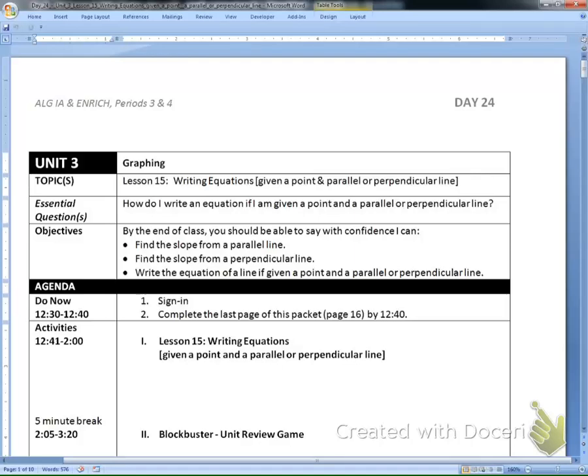This is Algebra 1A, Day 24, Lesson 15 in Unit 3, writing equations, this time given a point and a parallel or a perpendicular line. So by the end of this lesson, you should be able to say with confidence that you can find the slope from a parallel line or from a perpendicular line, and then write it in an equation in slope-intercept form, given one point and either that parallel or perpendicular line.